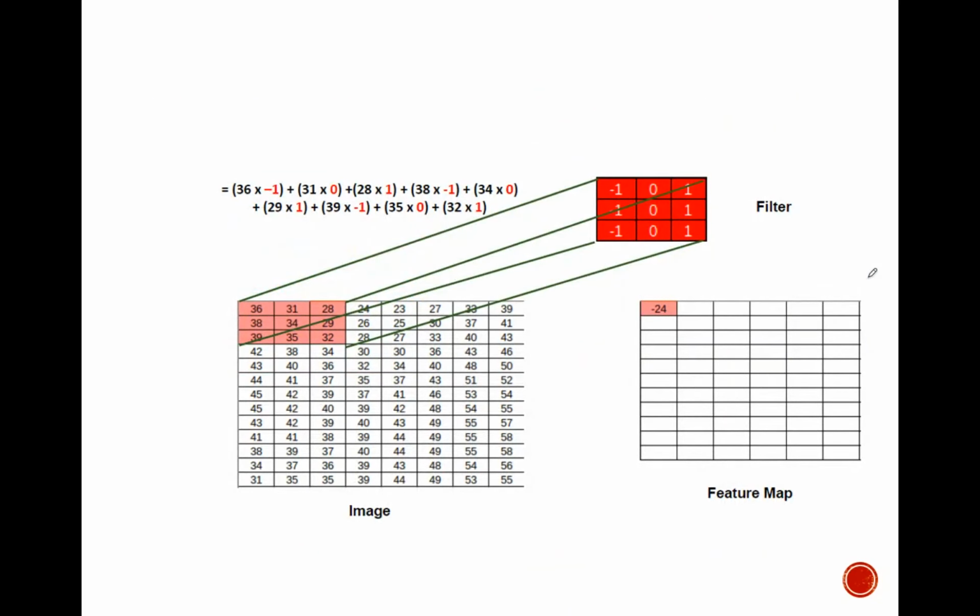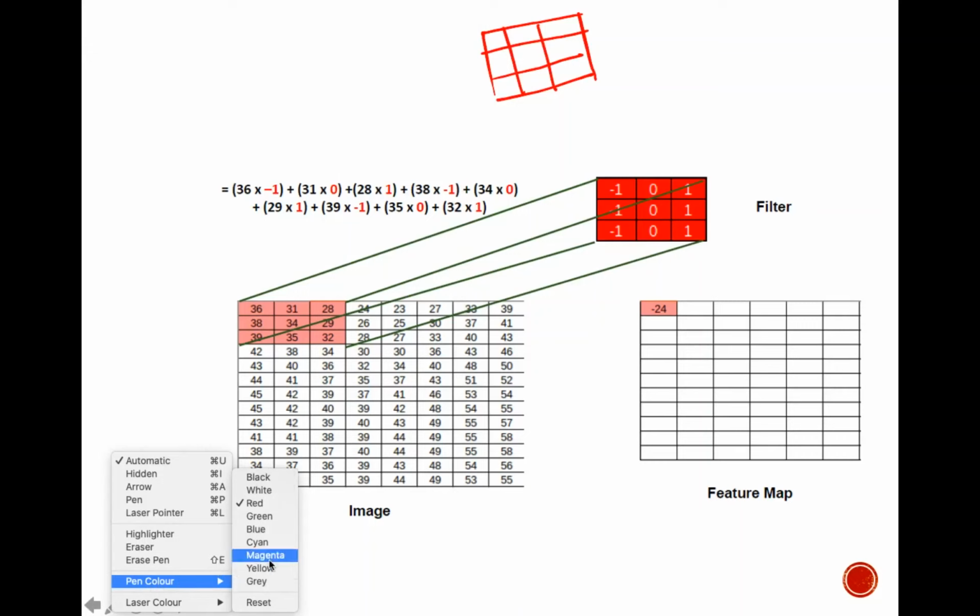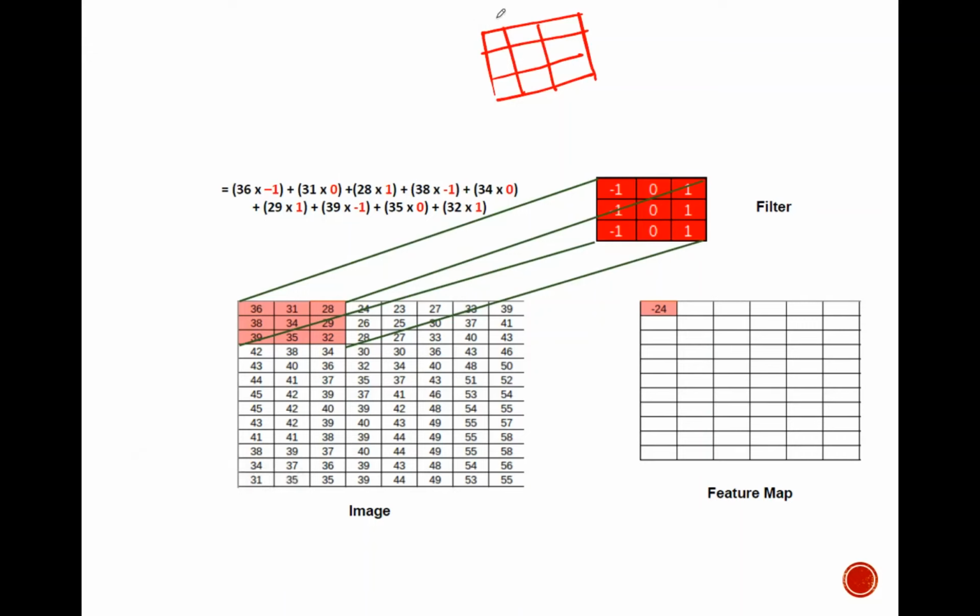Now you see, Satya, how the filters work. I have a filter. The first thing is we are convolving on the first three. Can you see? This 36 into minus 1, 31 into 0, and 28 into 1, plus 38 into 1, minus 1. Here this is a minus 1, right? If you can understand this convolution, seriously you can answer everything for your deep learning. You get most of the answers.